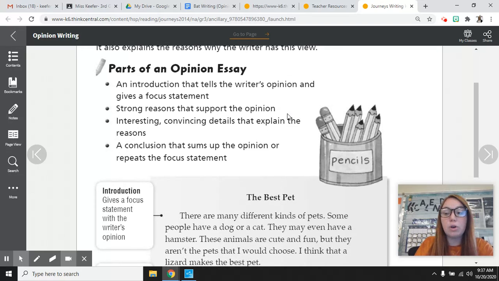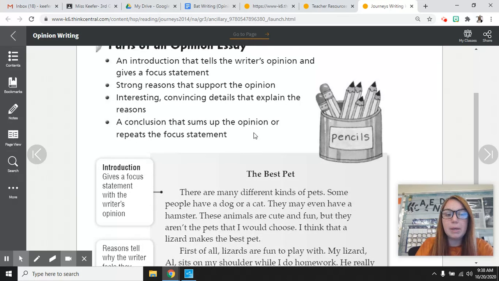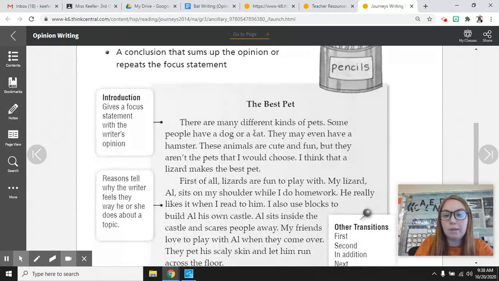Then you want to include strong reasons that support the opinion. So you have to include, why do you think this way? You want interesting, convincing details that explain the reasons, and a conclusion that sums up the opinion or repeats the focus statement. So a lot of the time you'll hear that your introduction is repeated in the conclusion. You're repeating your opinion or the focus statement that you started your story with.